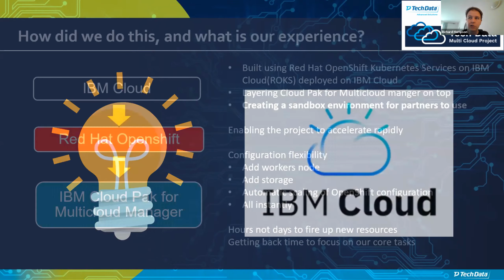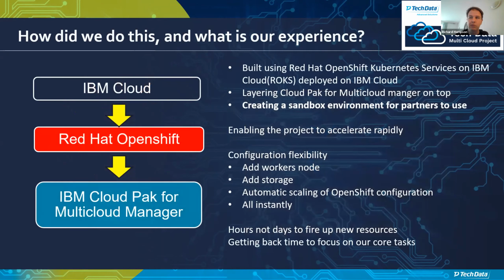So what does our deployment look like? Very simply and broken down to be really easy to understand. We built it on OpenShift's Kubernetes service, and we layered Cloud Pak for Multi-Cloud Manager on top. So very simple to spin up. This build took us less than 2 weeks to get to the point where we literally got the credits into the IBM Cloud account, and 2 weeks later we had a fully functioning environment.